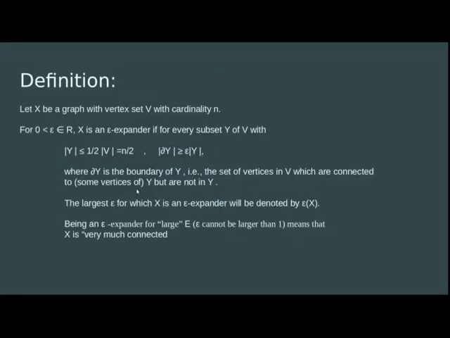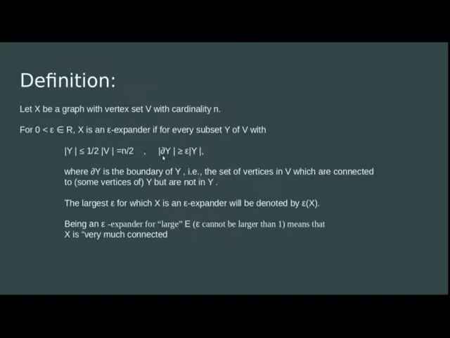Now we'll see the mathematical definition of expanders. Let X be a graph with vertex set V and cardinality n, and let us define Y, which is a subset of vertices V, such that the cardinality of Y is less than or equal to half of V, which is n/2. And let us define ∂Y, the boundary of Y, that is, the set of vertices which are not in Y, but which may be neighbors of the vertices in Y.